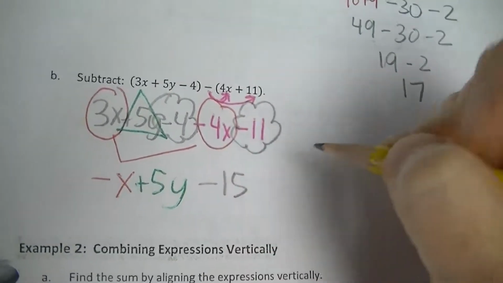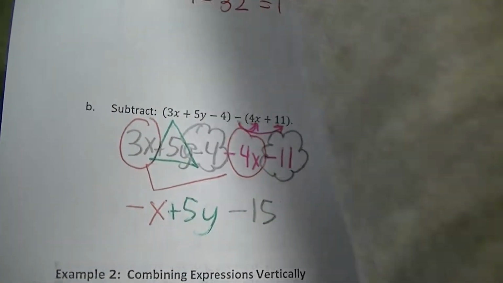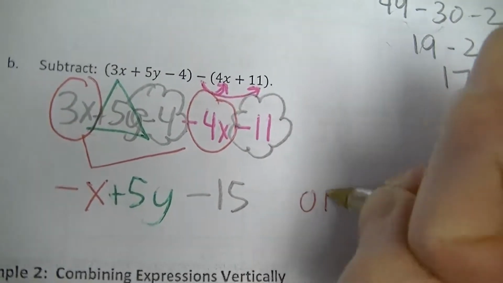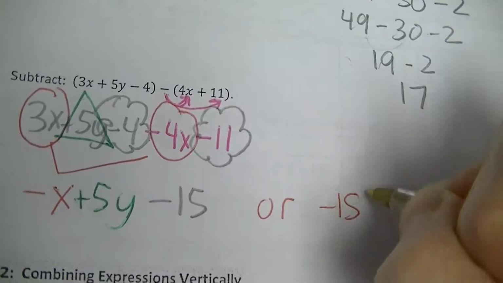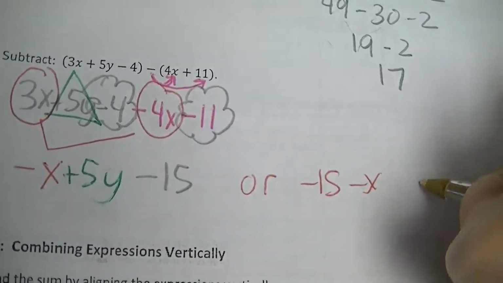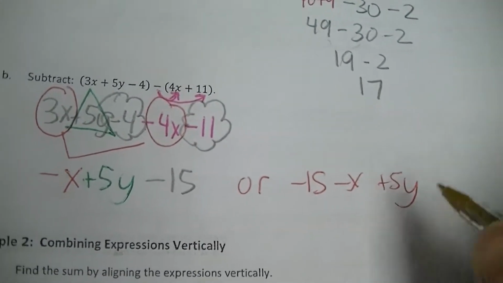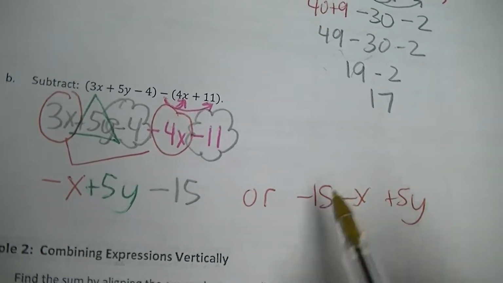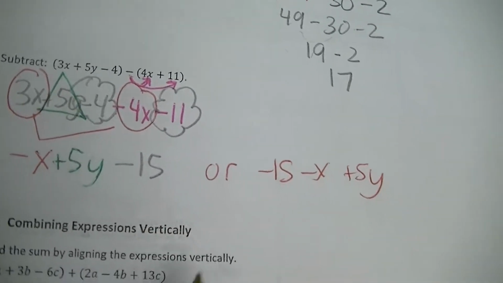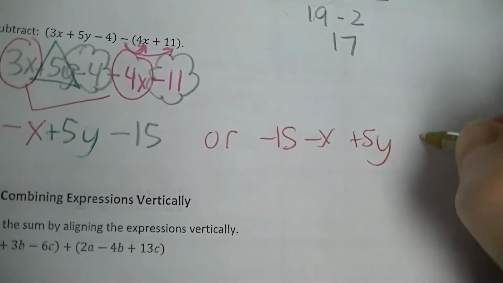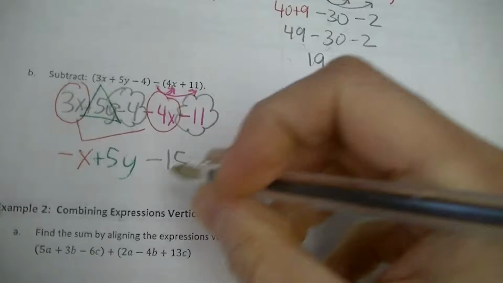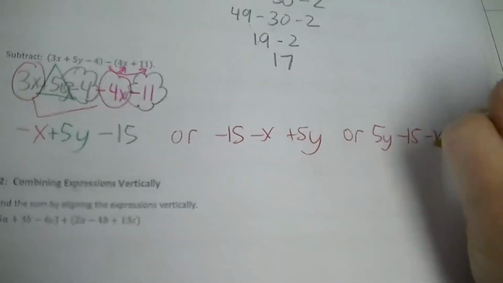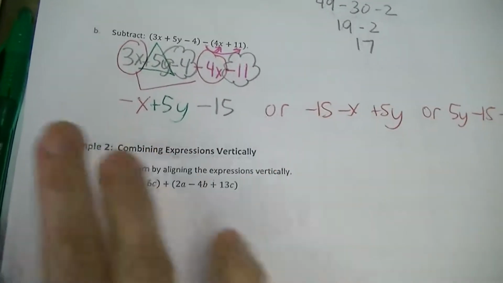Okay, so that's one way you can write it, and I want to remind you that as long as you keep the symbol directly in front of each term, you can switch the order. So I could write it like that, or I could write it as negative 15 minus x plus 5y, that's cool too. You'll have the exact same equivalent expression as long as you keep those symbols directly in front of the terms. So let me rewrite it again. We can write that 5y first, and then the minus x, or we can do 5y minus 15 minus x. Those are just some examples I want you to know.